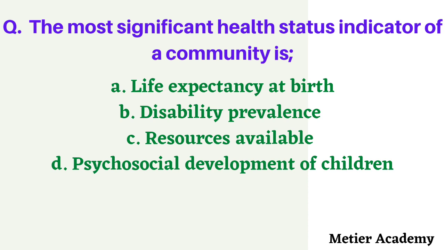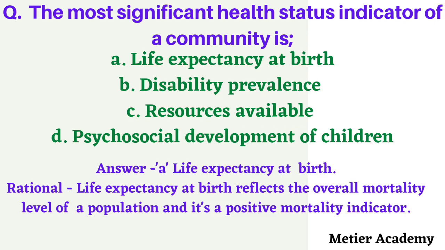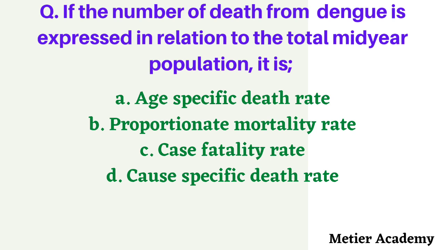The next one is, most significant health status indicator of a community is. Options are life expectancy at birth, disability prevalence, resource available, psychosocial development of children. And here the correct answer is option A, life expectancy at birth. The rationale behind this is life expectancy at birth reflects the overall mortality level of a population and it's a positive mortality indicator.